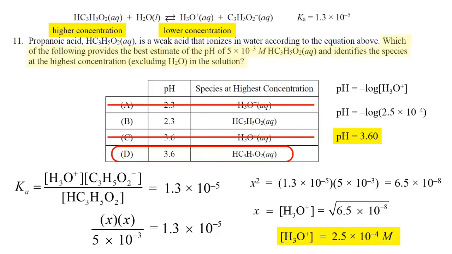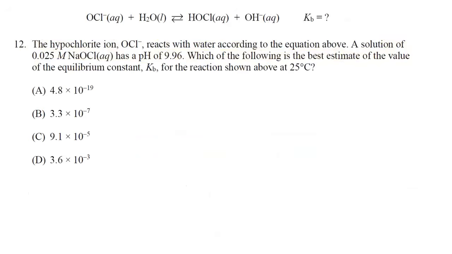Now let's take a look at the last question in this packet. This is question 12. In question 12, we are given a chemical equation for a substance which is known as the hypochlorite ion, with the formula OCl-, that reacts with water as a weak base. So we know that this substance, OCl-, is behaving as a weak base.